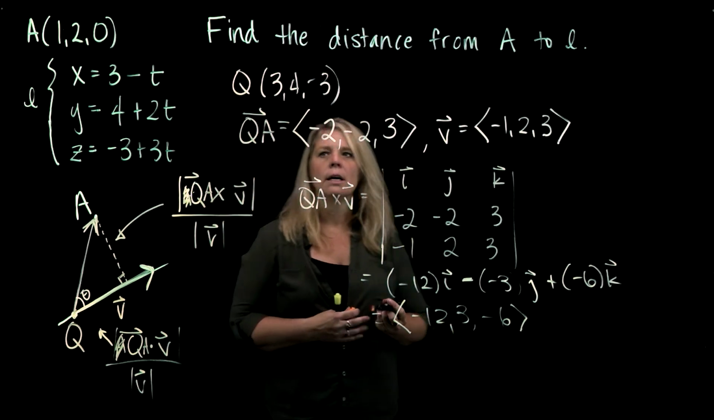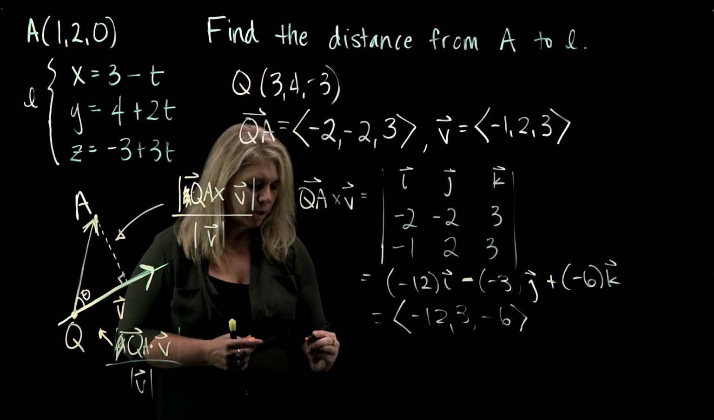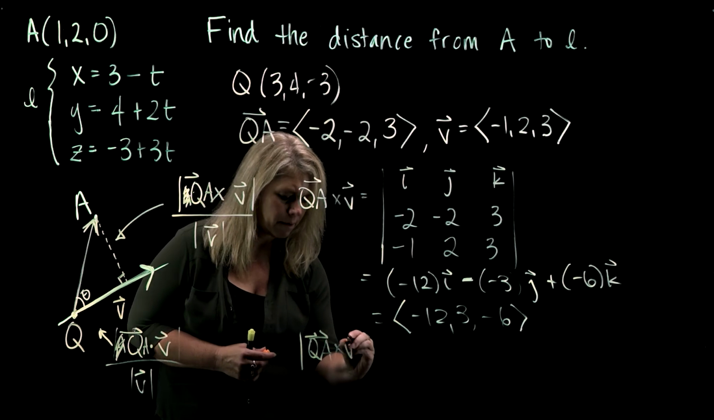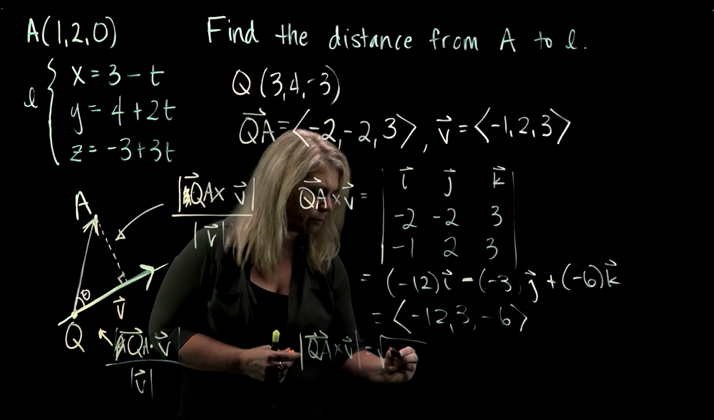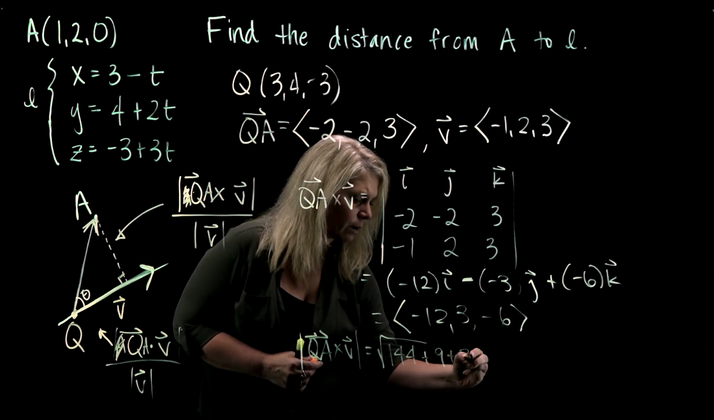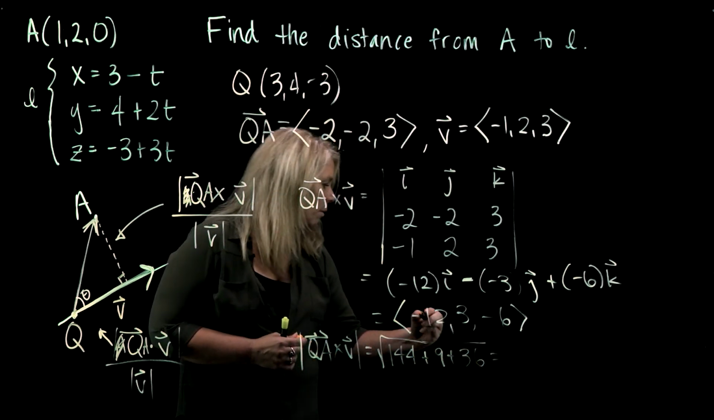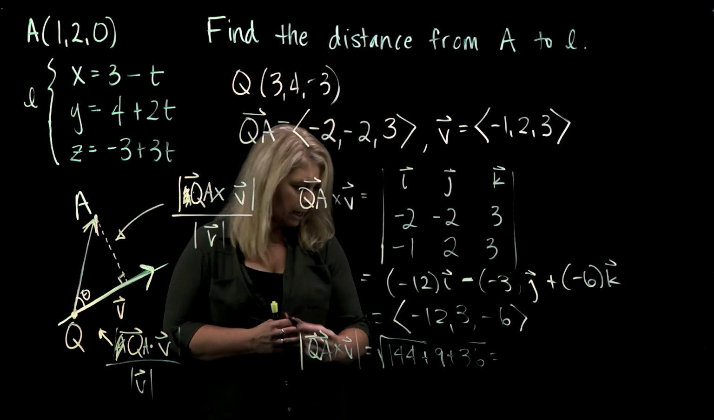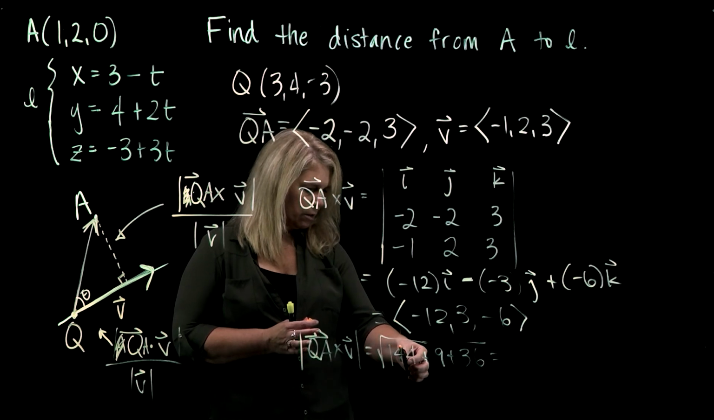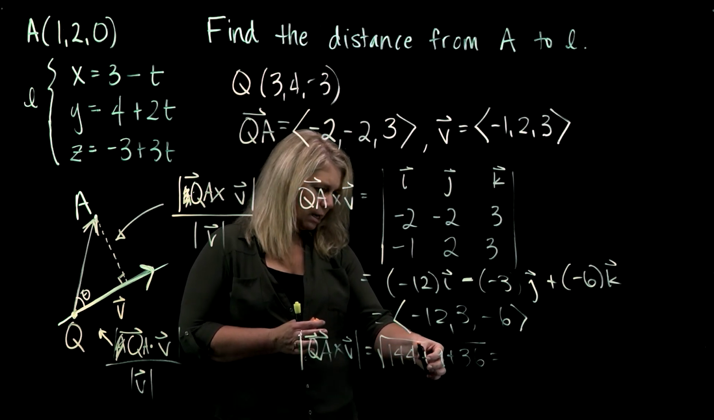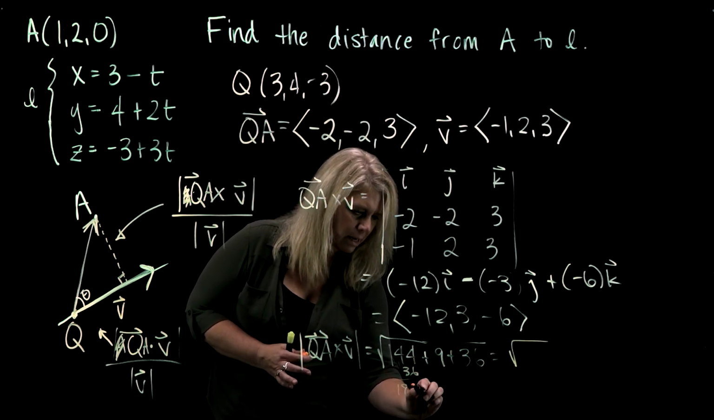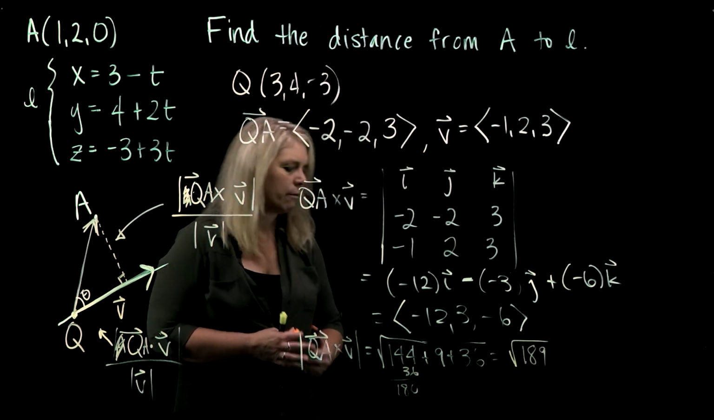All right, so now all that's left is to find a couple of magnitudes of vectors and then find this quotient. So the magnitude of QA cross V: square root of -12 squared is 144, plus 3 squared is 9, plus -6 squared is 36. So we get the square root of 189. No, that's not right. Let's see. 144 plus 36 is 180 plus 9. 189, that was right. Okay, square root of 189.